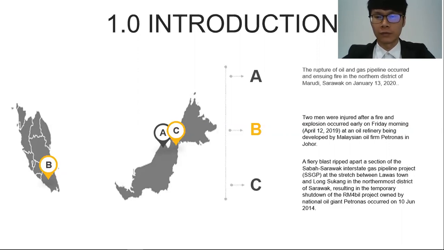Two men were injured after a fire and explosion occurred early on Friday morning, 12th of April 2019 at an oil refinery being developed by Malaysian oil firm Petronas in Johor. A fiery blast ripped apart a section of the Sabah Sarawak Interstate Gas Pipeline Project at the stretch between Lawas Town and Long Sukang in the northernmost district of Sarawak, resulting in the temporary shutdown of the 4 billion project owned by national oil giant Petronas on 10th of June 2014. Thus, it is crucial for us in predicting the burst pressure of composite repair pipe and the lifetime of oil and gas pipeline.